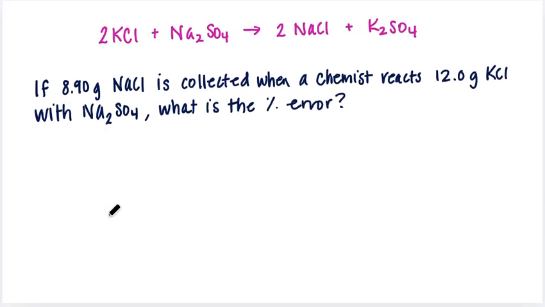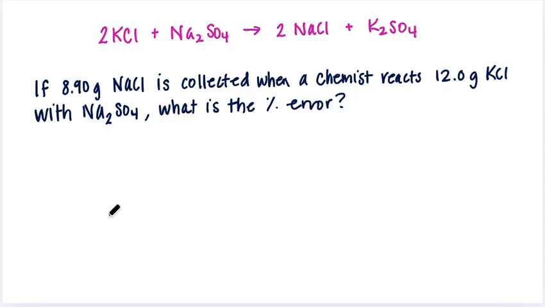All right, let's look at another problem. This time, everything is given to me all in one piece. I don't have 2 separate parts to the problem. So notice I have a balanced equation, and underneath the equation, it tells me that 8.9 grams of NaCl is collected when a chemist reacts 12 grams of KCl with Na2SO4. I am trying to find the percent error.